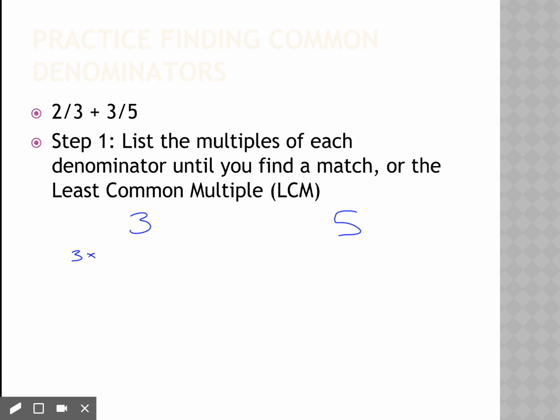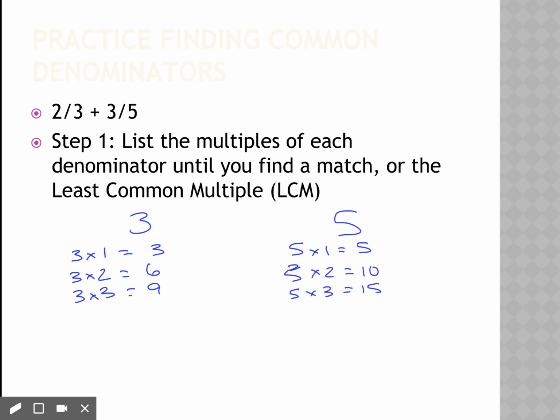So I'm going to do 3 times 1 equals 3. 5 times 1 equals 5. 3 times 2 equals 6. 5 times 2 equals 10. 3 times 3 equals 9. 5 times 3 equals 15. 3 times 4 equals 12. 5 times 4 is 20. And 3 times 5 equals 15.